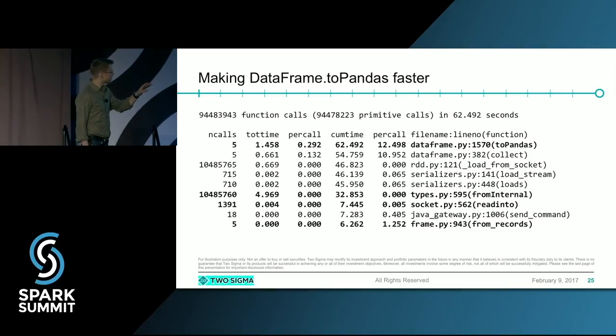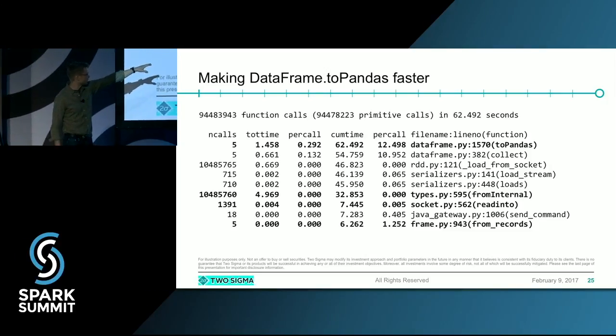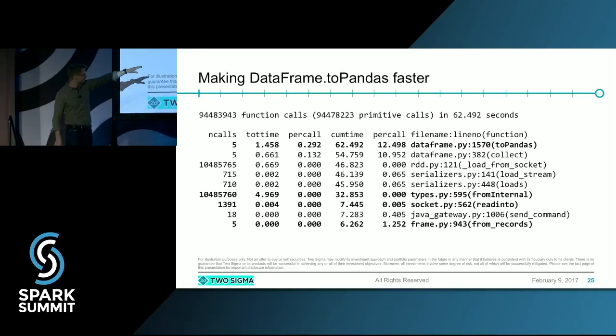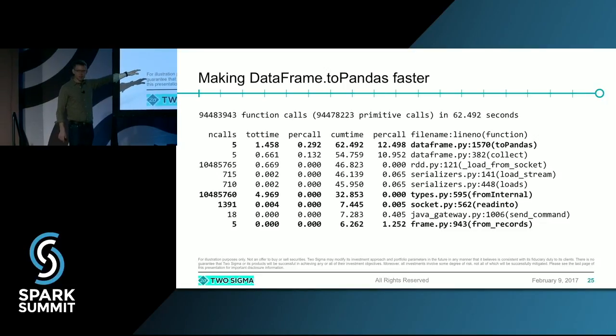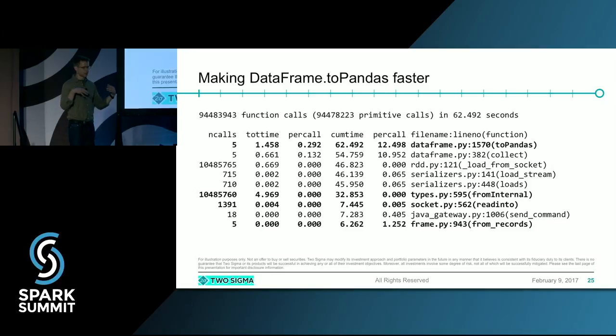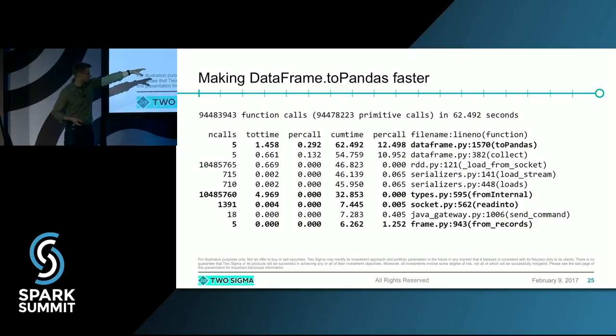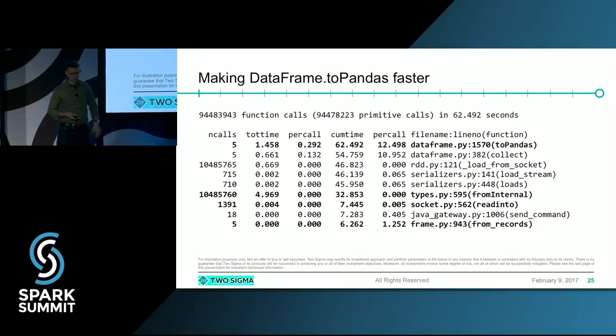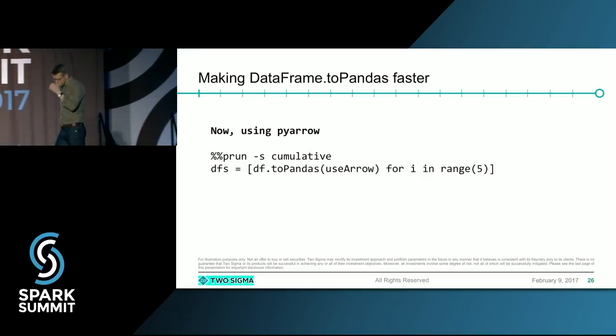And if you look at what's going on here, if you see the socket.py business, about 7.5 seconds is spent in I/O, and so that's Spark collecting all of the data as internal rows and then sending the data over the wire. And all of the rest of the time is spent converting those internal rows in Python into a pandas data frame. And you can see at the bottom, there's the DataFrame.from_records, which creates the data frame.